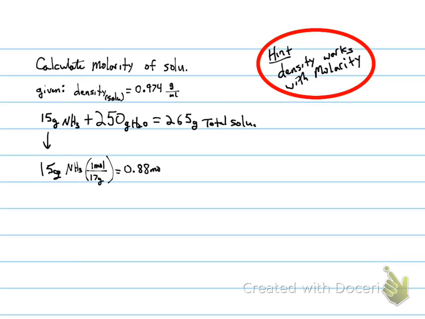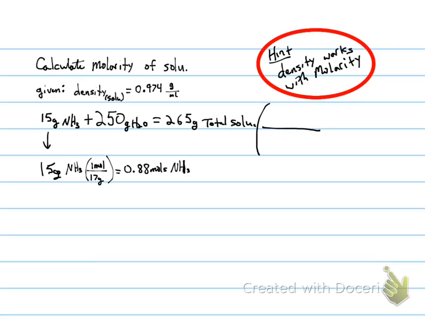and that's going to give me 0.88 moles NH3. And I'm looking for the molarity. The molarity, I'll calculate over here. The molarity is moles over the total liters of the solution. And I have calculated the grams of solution by adding 15 plus 250 equals 265 grams of total solution.